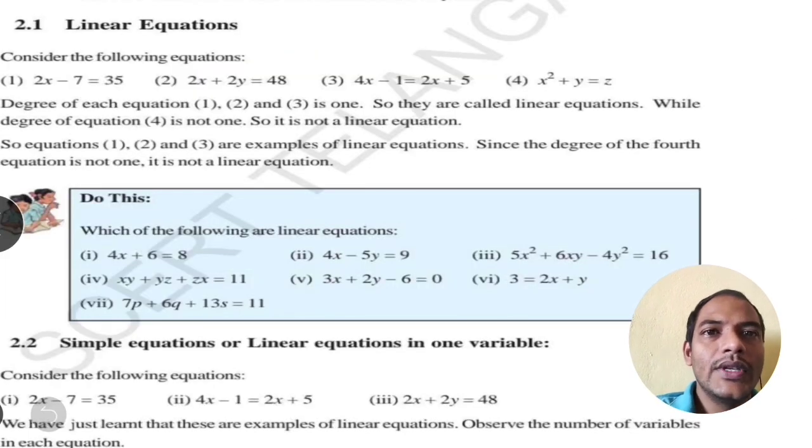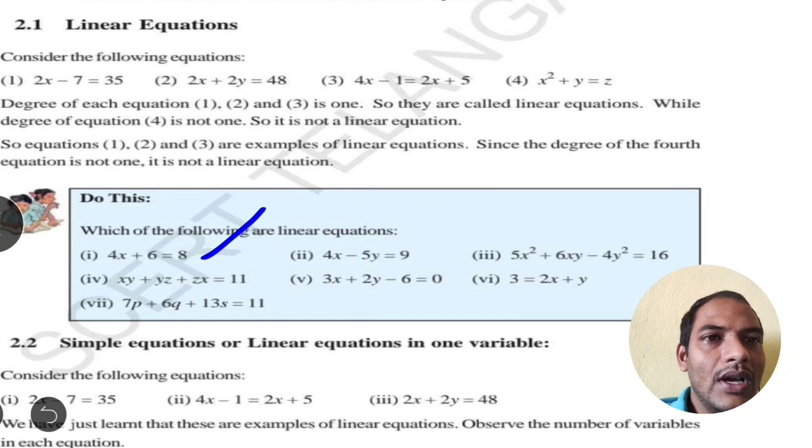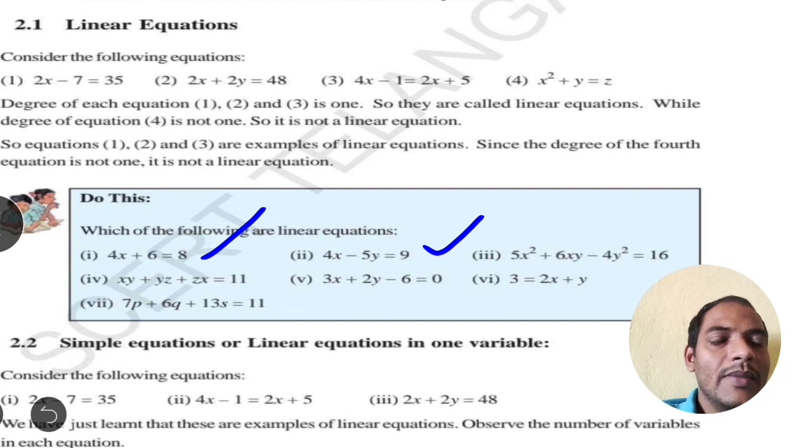Here, the first question is a linear equation because its degree is 1: 4x plus 6 equals 8. The second question is also a linear equation because its degree is 1: 4x minus 5y equals 9. So what is the meaning of degree? The highest power of a variable is called the degree.